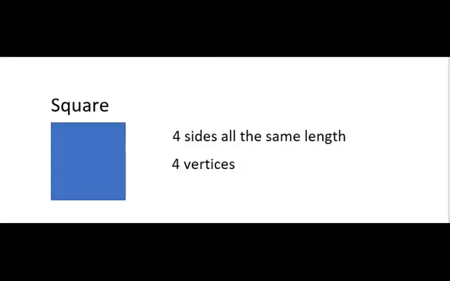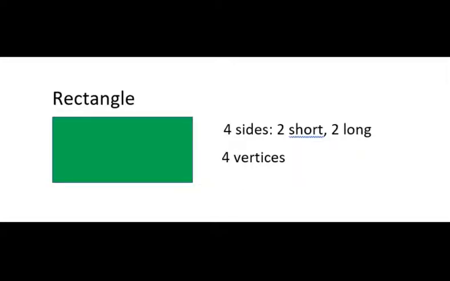Our first two-dimensional shape is the square. A square has 4 sides that are all the same length and 4 vertices. Remember, with a two-dimensional shape, that means that you only see one side. They are flat. Our next shape is the rectangle. A rectangle is very similar to a square. However, a rectangle, although it has 4 sides, has 2 short sides and 2 long sides. A rectangle also has 4 vertices.